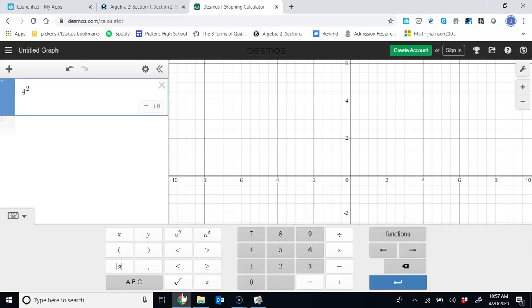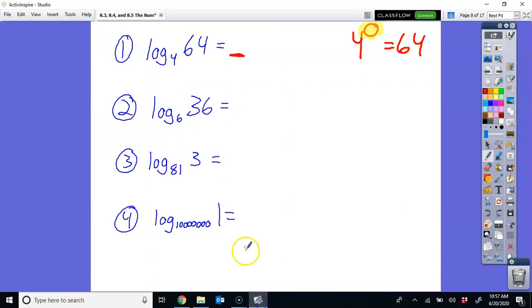I could take out my calculator and do 4 squared and get 16. And then I could raise 4 to the third power, and oh, look, I get 64. So guess what? The answer to this logarithm is 3. 4 to the third power is 64. That is what that definition is that we talked about just a minute ago. This base raised to this exponent equals this number. So the answer to this logarithm is 3.